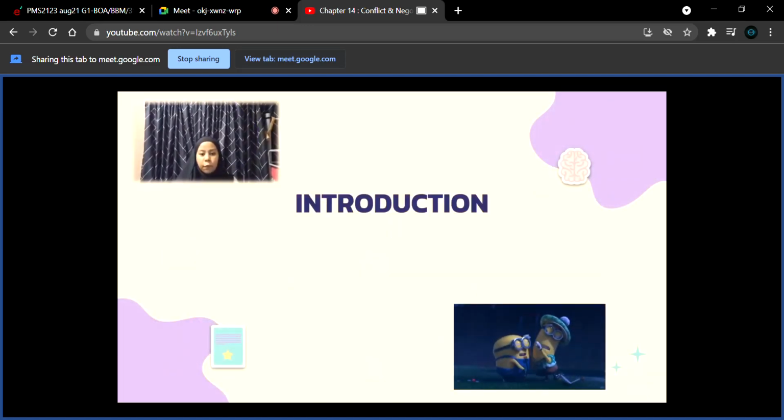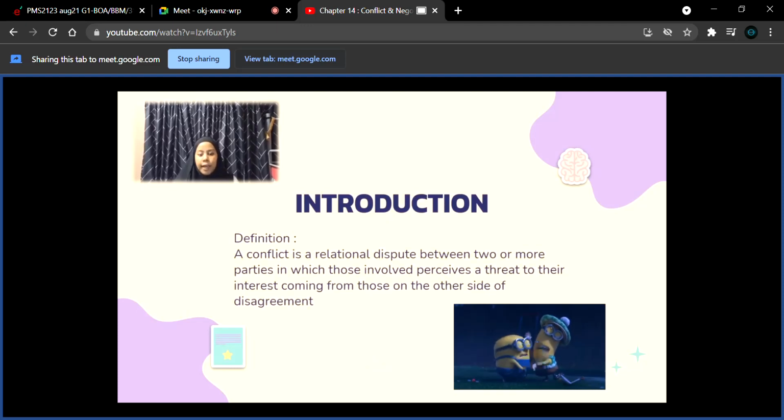For the introduction of conflict. Conflict can be defined as a relational dispute between two or more parties in which those involved perceive a threat to their interests coming from those on the other side of disagreement. To simplify the definition, conflict is a clash of interests. For example, Ali likes to work alone and Abu likes to work in a group. Then there is conflict between Abu and Ali because both of them have their own perspective on their work style.